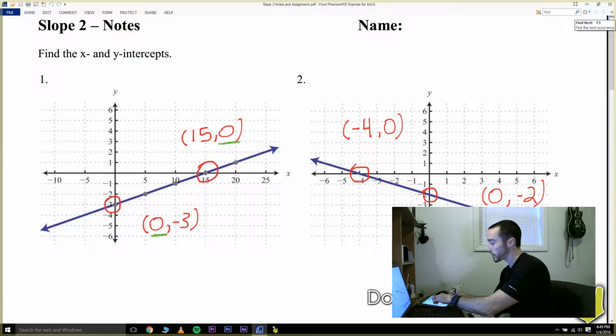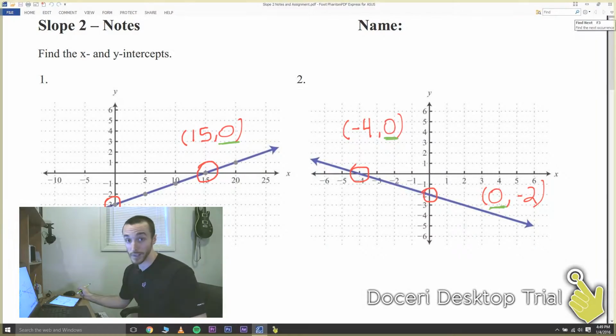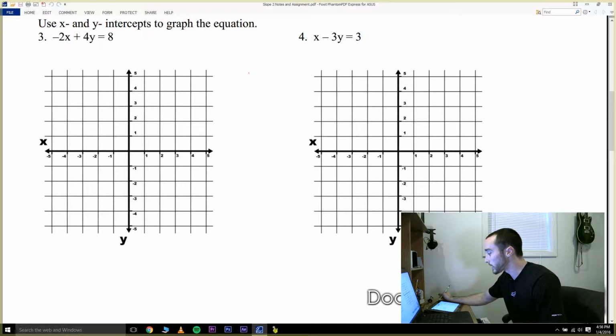And you can see that that's true over here on number 2 as well. When we were looking for the x-intercept, the y part of the answer was 0. And when we were looking for the y-intercept, the x part of the answer was 0. That's going to be really important here in a second. So let's hop down to numbers 3 and 4, and the directions say use x and y intercepts to graph the equation. So basically it's saying find the x and the y intercepts, but they're not going to show you a graph like they did in numbers 1 and 2.